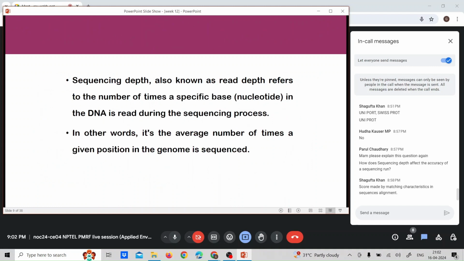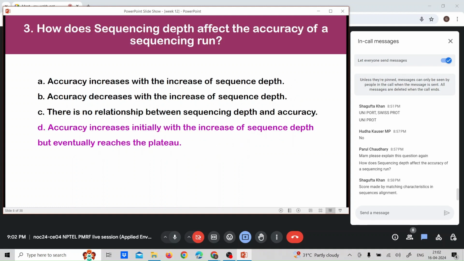So here what we have is sequencing depth, which means the average number of times a given position in the genome is sequenced. If I sequence it one time, and then 10 times, or 100 times, or 1000 times, with every increment the sequencing depth is going to increase. Here what I'm asking is how it affects the accuracy of this sequencing run.